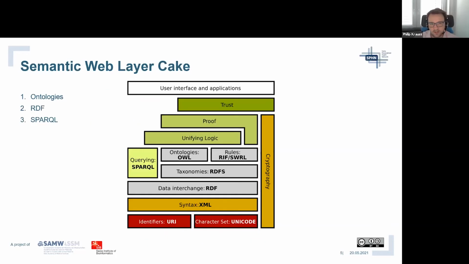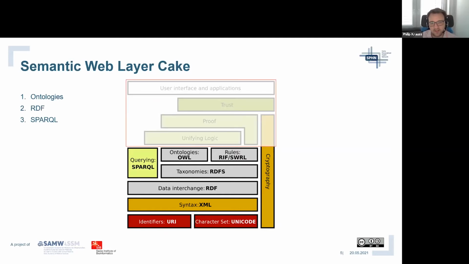But what does that look like? There is a quite old, very basic picture called the semantic web layer cake. We don't want to go through all of it, but let's just remove everything that we don't cover.